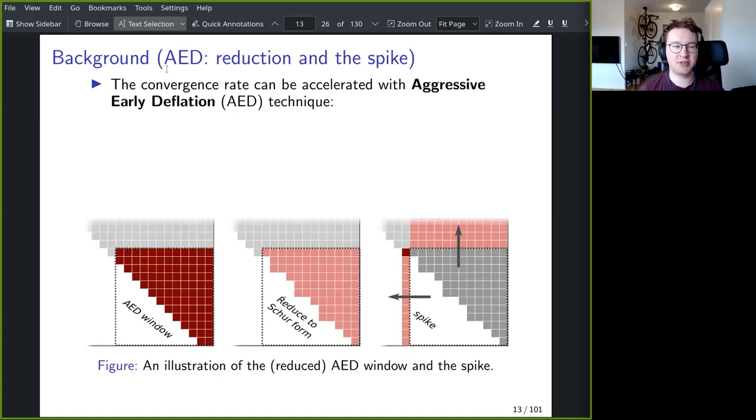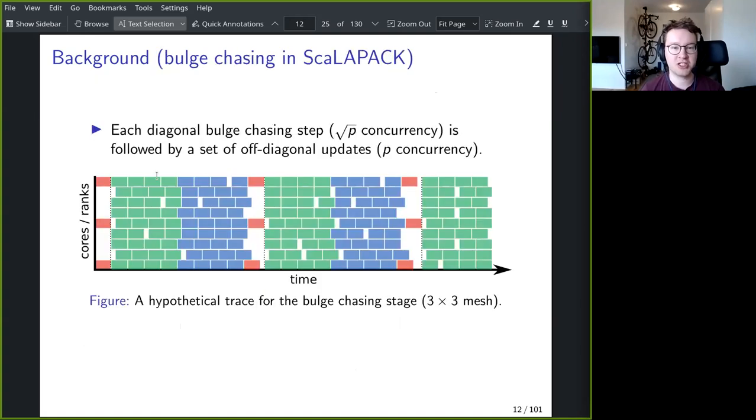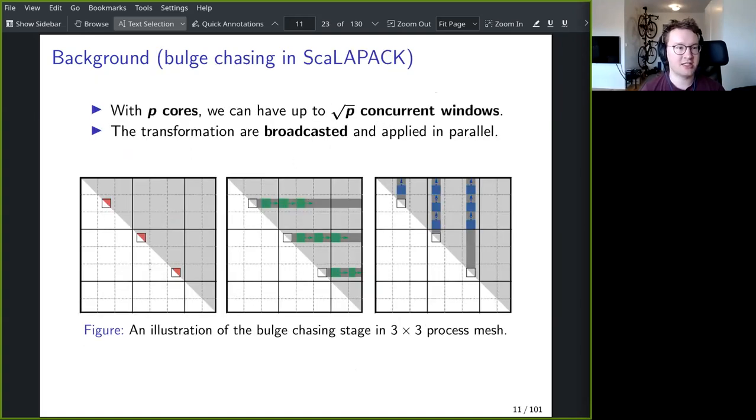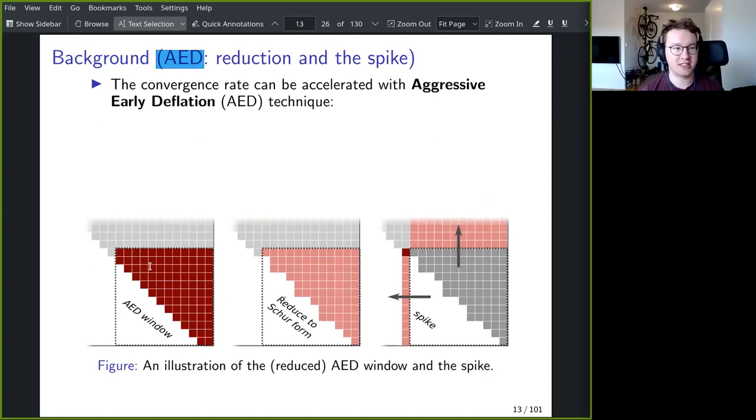Then around the same time these multi-shifts were introduced, there was also a second technique called aggressive early deflation introduced that attempts to improve the convergence rate of the algorithm. With the previous bulge chasing, the idea is to restrict the updates to a smaller section of the matrix, load them to cache, and thus get better performance. What AED attempts to do is speed up the convergence rate.